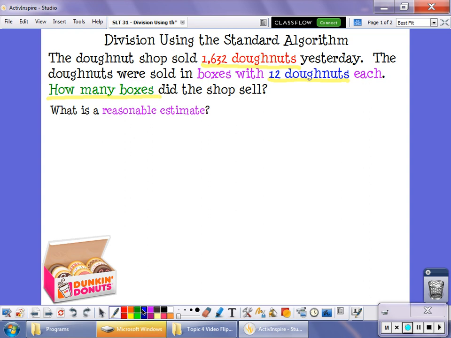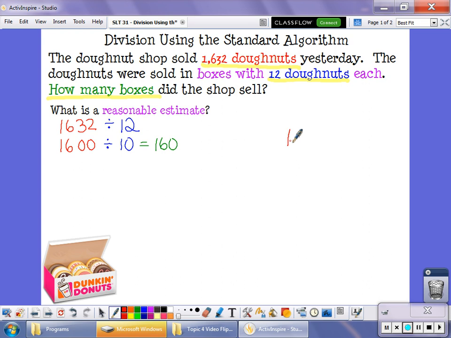The first thing we want to do here is start with a reasonable estimate. So the problem I have is 1,632 donuts, and those donuts were divided into boxes with 12 donuts each. Now if I'm going to make an estimate here, I'm going to think that 1,632 is close to 1,600. And I'm going to see that 12 is close to 10. So when I do my estimate, I'll see that 1,600 divided by 10 is going to give me an answer that's close to 160.